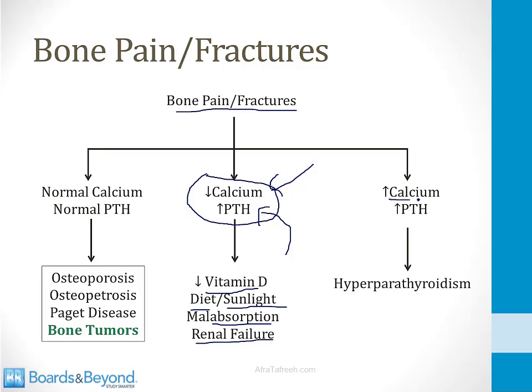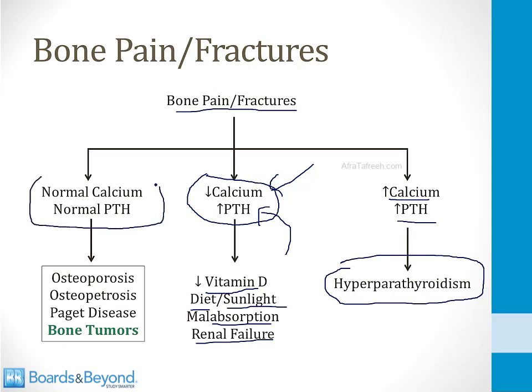If the patient is hypercalcemic and the PTH level is high, then that patient has hyperparathyroidism, and hyperparathyroidism can lead to a number of bone problems. If, however, the calcium and PTH levels are both normal, then you're dealing with some primary problem in the bones themselves. It's not an endocrine problem related to calcium or the parathyroid gland. So it could be osteoporosis, it could be osteopetrosis, it could be Paget's disease, and it also could be a bone tumor. This is how many bone tumors present: bone pain and fracture, but normal levels of calcium and PTH.